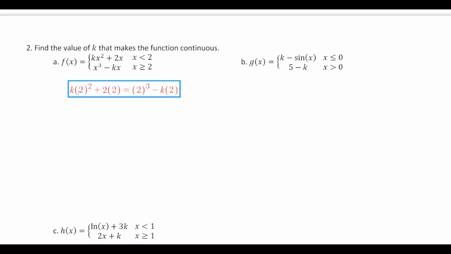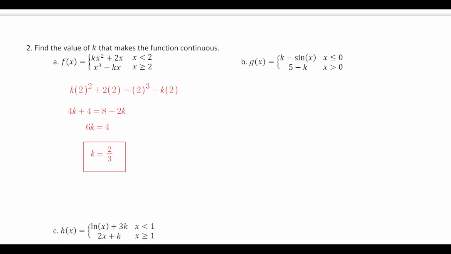Okay, so let's go ahead and start simplifying this. We got 2 squared is 4, so 4k plus 4 equals 8 minus 2k. So I want to collect my terms here. I'm going to add 2k to both sides to make that 6k, and I'm going to subtract 4 from both sides. We get 8 minus 4 is 4, and so k is 4/6, which reduces to 2/3. And so if k is 2/3, then this function is continuous.